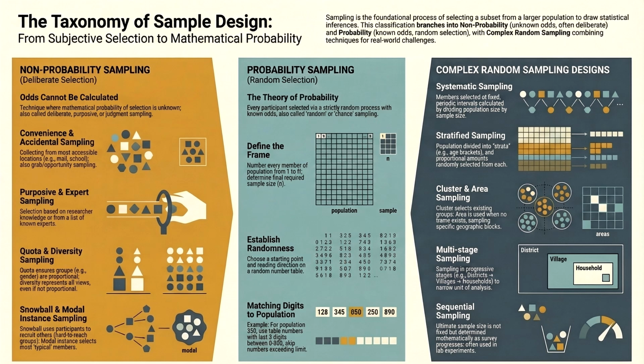The last category is complex random sampling designs, where you have multiple techniques used together. You have something called systematic sampling, where members are selected at fixed periodic intervals calculated by dividing the population size by the sample size. So if there are 100 people and the sample size is 10, I do 100 by 10 and the number I get is 10. So every 10th person I will go on selecting for my sample. So the 10th, 20th, 30th, 40th, 50th, 60th, 70th, 80th, 90th and 100th. These 10 people will be a part of my sample.